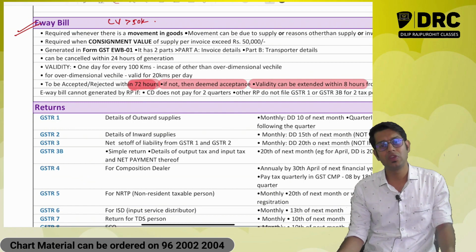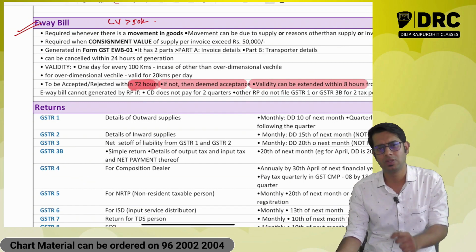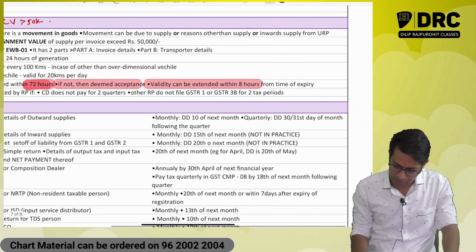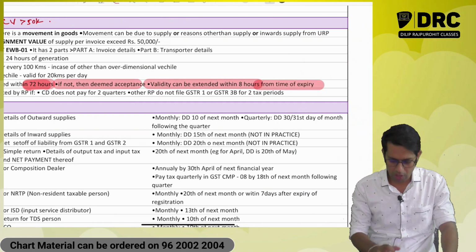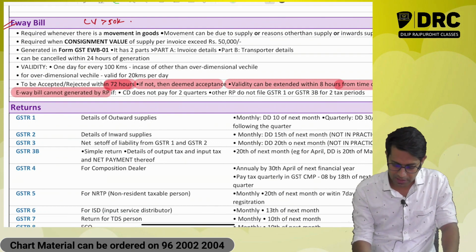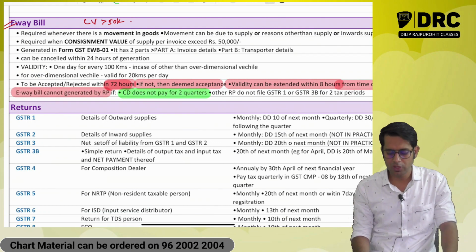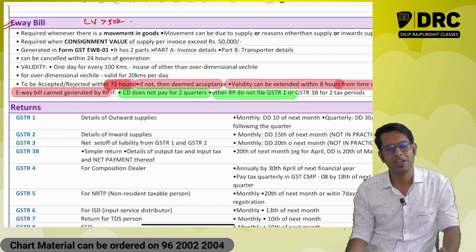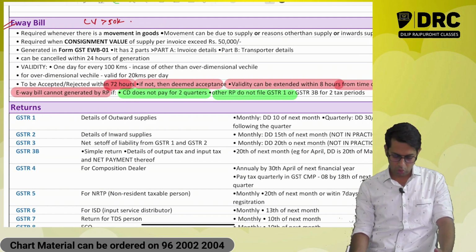The validity of e-way bill, can I extend it? Sir, yes, you can extend the validity of e-way bill 8 hours before its expiry. E-way bill cannot be generated by a registered person if a composition dealer has not paid the taxes continuously for 2 quarters, or if a registered person has not filed his GSTR 1 or 3B continuously for 2 months.